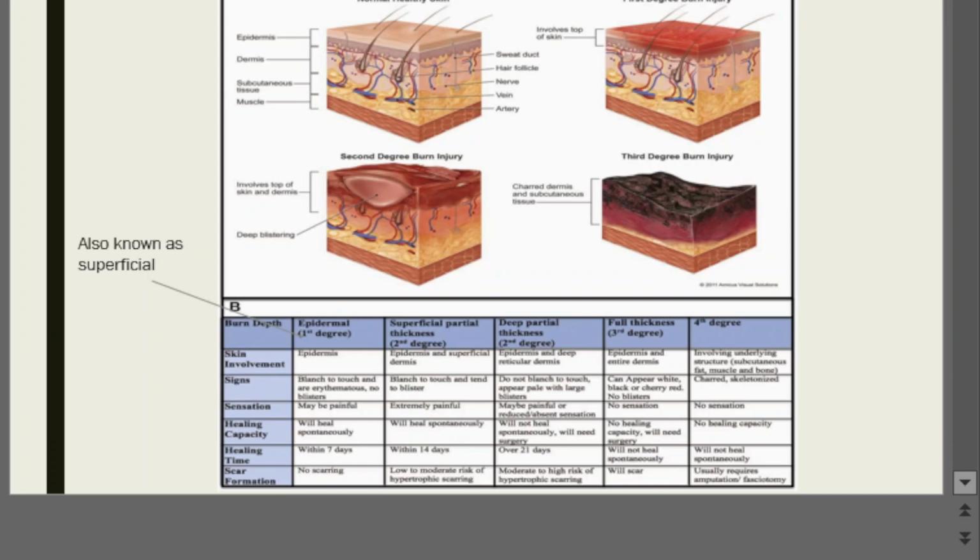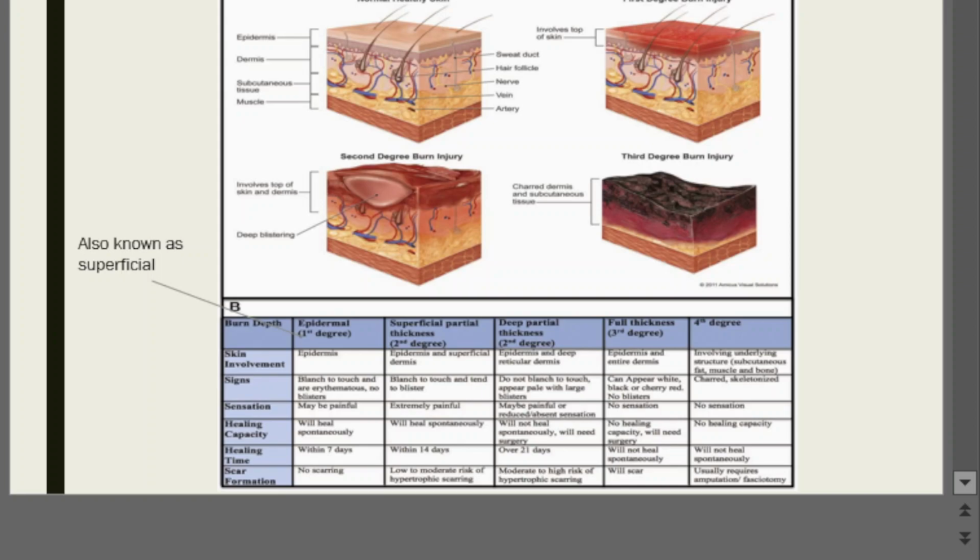So our epidermal, or AKA our superficial burns, were once called first degree. And the skin involvement here is our epidermis. I'll tell you a little bit about the signs and sensation as we move along, but these will heal spontaneously, usually within about 7 days, and typically there's no scarring involved. Now, what was once called second degree burns is now in 2 categories: one superficial partial thickness burn and one deep partial thickness burn. And this involves varying levels of the dermal layer there.